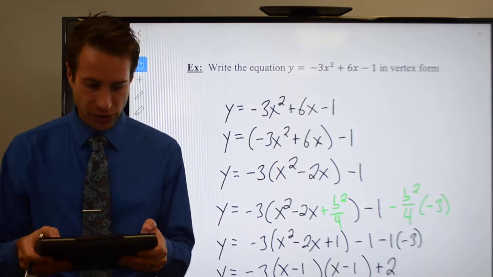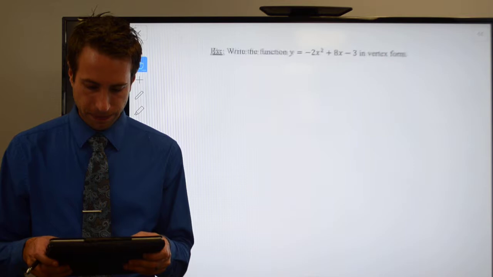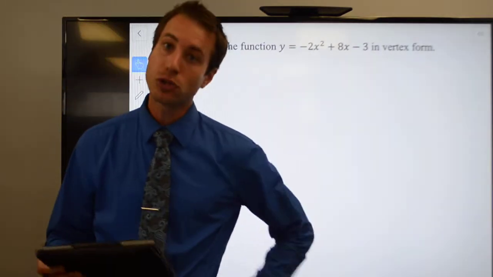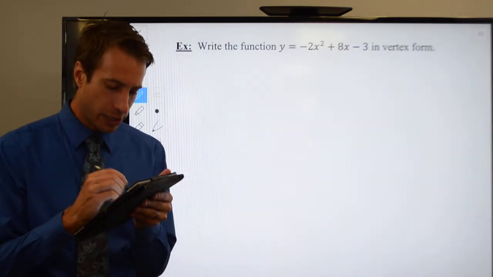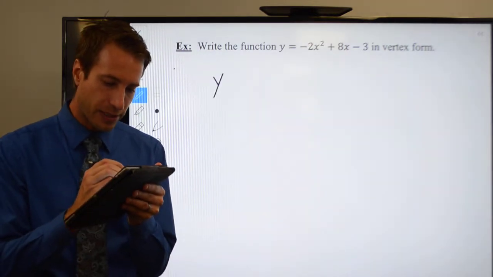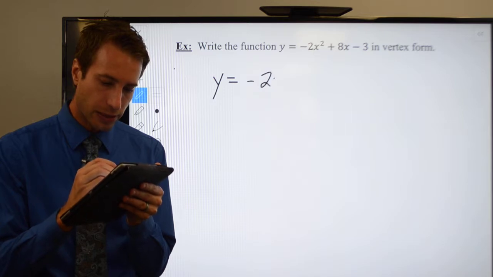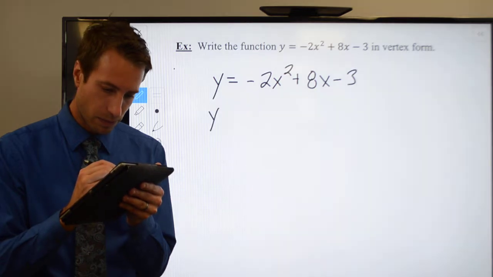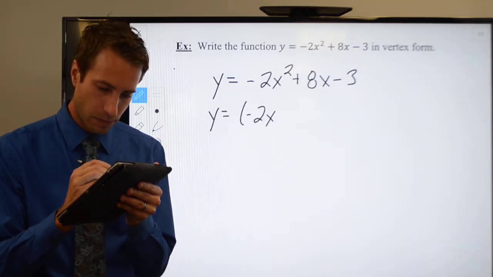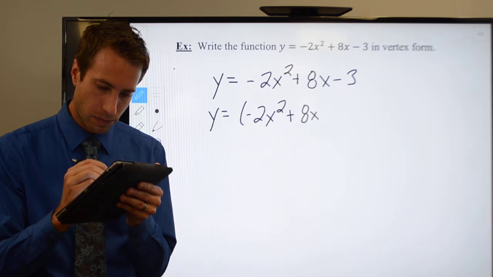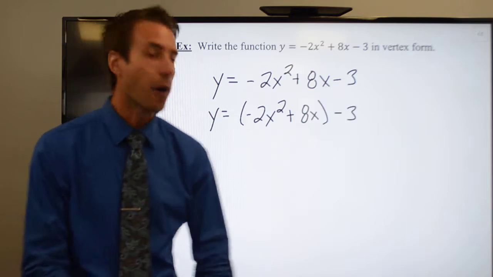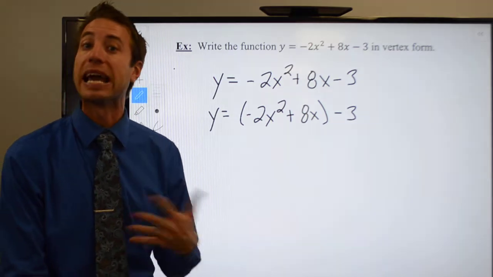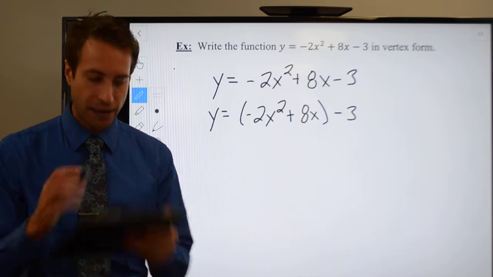So let's do that. Next page of the notes, I have another one here for you where my leading coefficient is not a 1. So we're going to need to make it a 1. But before I do that, I have to introduce the parentheses I'm going to use to help me complete the square. Now, before I complete the square inside the parentheses, I need that leading coefficient to be a 1. So I'm going to need to pull out a negative 2.